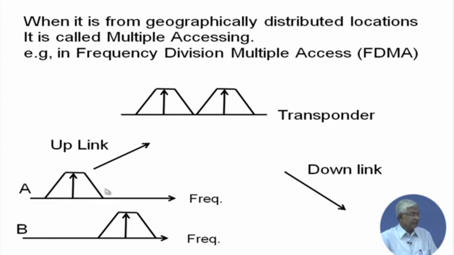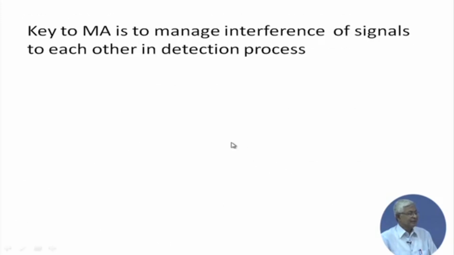Initially they are transmitting at different frequencies. When it reaches the transponder, it is multiplexed, and it is coming down in the multiplexed form, like the interleaved form in the case of TDMA.